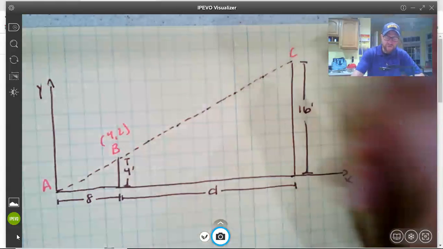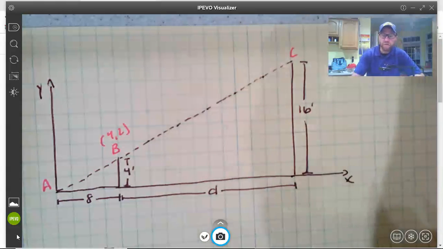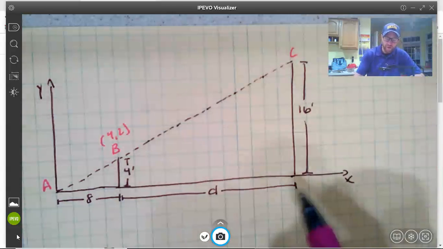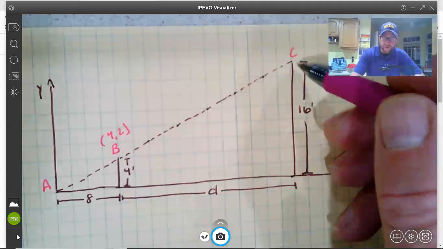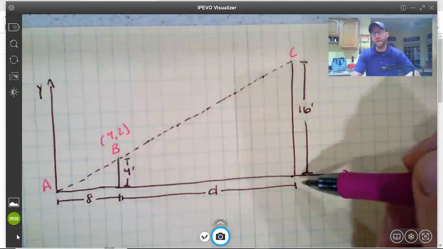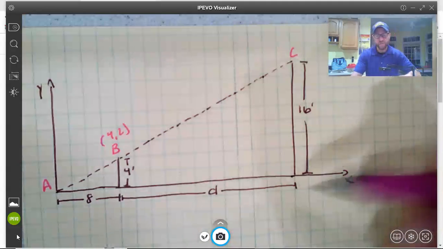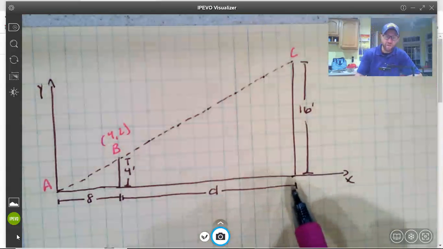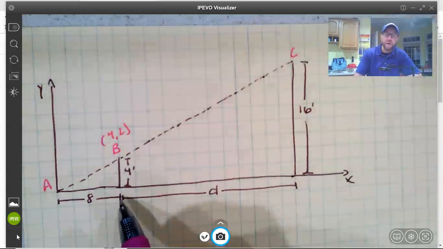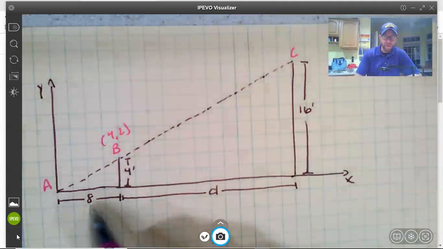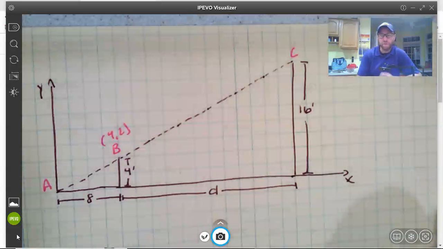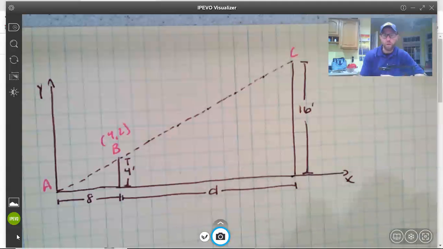Now here I have point C. Now this time I know the y-coordinate for point C. It's 16. What I don't know is the x-coordinate. The x-coordinate will tell us how far out the street light is, and then we just have to subtract to find how far away the student is from the street light. So take away these first 8 feet. But we're going to follow the same process. So I'm going to write the equation of a line, and then we'll use that line and plug in the y-coordinate to find the x.